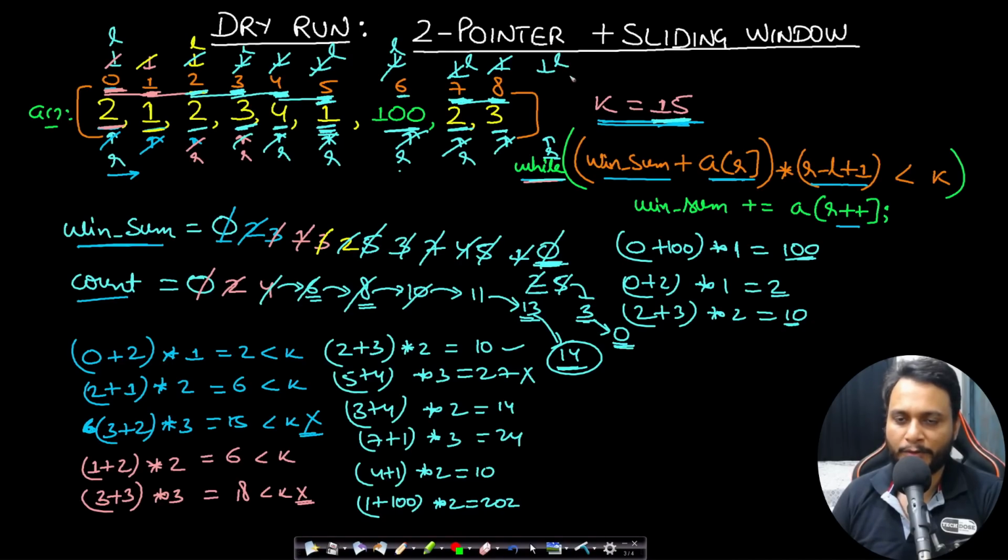So as soon as the L goes out of bounds, then you will stop. And the count will give you the total number of valid subarrays. I think this idea is clear and also the special case is clear, right?